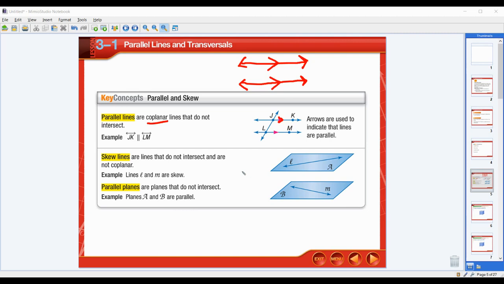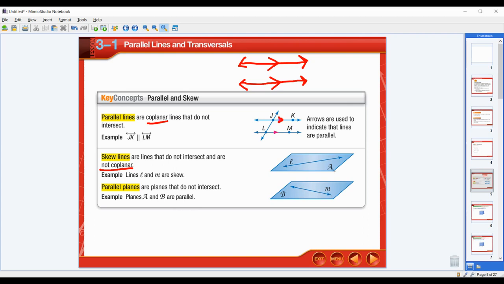Now, moving on to skew lines. Skew lines are lines that do not intersect, but the only difference between parallel lines and skew lines is that skew lines are non-coplanar. If you remember from chapter 1, coplanar means they are on the same plane. Non-coplanar means they are not on the same plane. So skew lines are lines on two different planes that do not intersect.